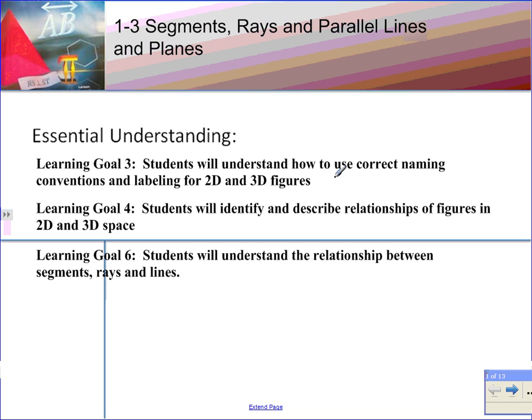So we're going to understand how to use correct naming conventions and labeling for 2-dimensional and 3-dimensional figures. We're going to identify and describe relationships of figures in 2-dimensional and 3-dimensional space. And then we're going to understand what is the relationship between these things that we call segments, lines, and rays.